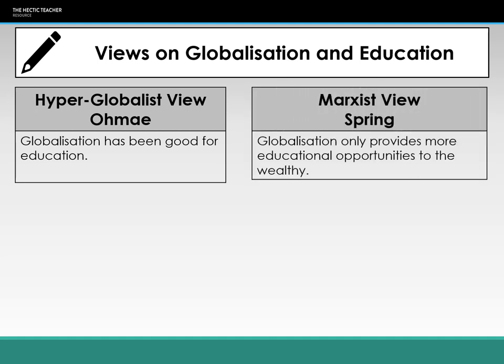Next, we've got our lovely Marxists who, as you can imagine, don't think globalisation has had a positive impact on education. So our key thinker here is Joel Spring, and he argues that globalisation hasn't created greater equality of education. It's actually widened the gap between the privileged and the disprivileged. He argues that the technological developments have created a huge digital divide between those who can afford the technologies and those that can't.